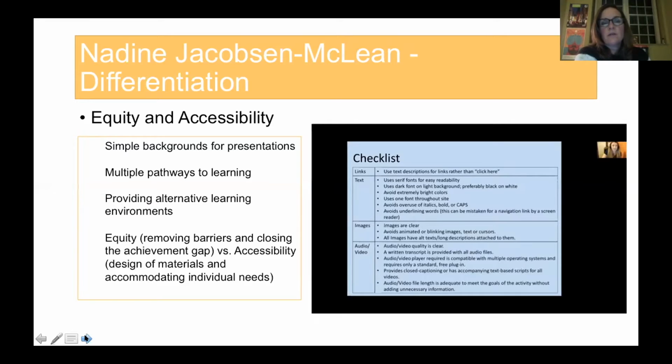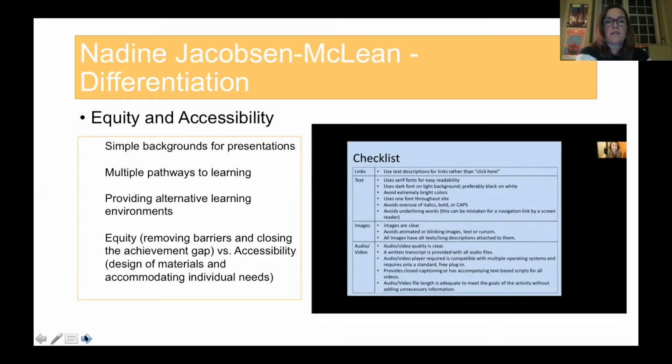So she talked about the difference between equity and accessibility. She defined equity as removing barriers in order to close the achievement gap. So everybody has the right to reach their highest achievement level, and we need to remove whatever barriers those students have in order to allow them to get to that level.